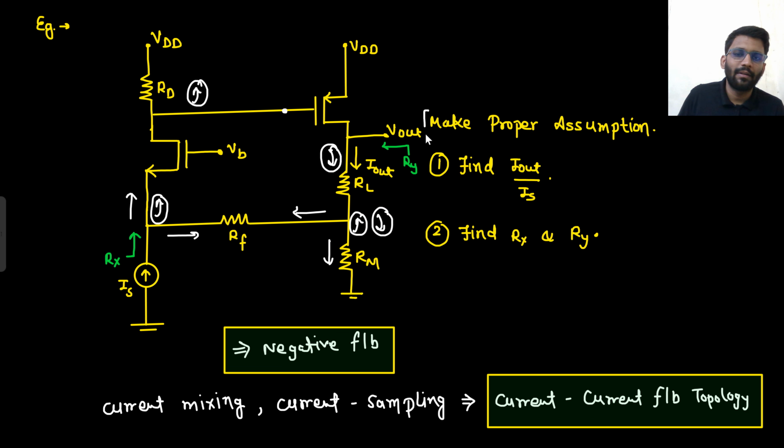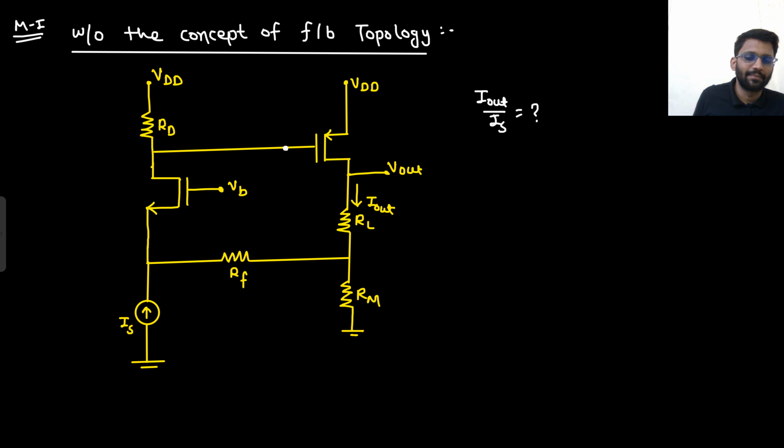Here I wrote one thing, that is, make proper assumption and find I naught by Is and Rx and Ry. So what is that assumption? Let's just forget about assumption and anything. Your target is to find I naught by Is. So what will you do?